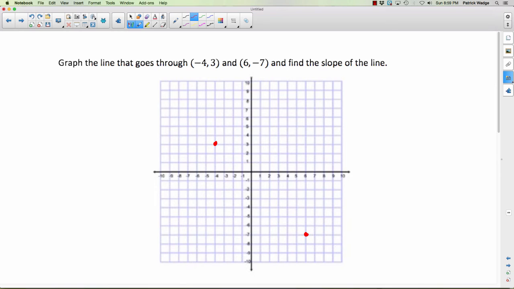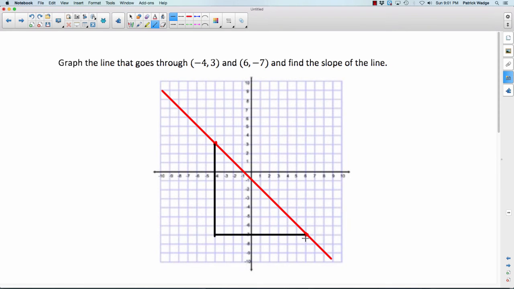So now what I'm going to do is I'm going to join them with a line. Okay, there we go. Now you can see this line goes through a whole bunch of points, but it is kind of hard to know for sure which points it goes through. The 2 points I do know it goes through for sure are the 2 points I already drew. So why don't we use that to draw our triangle for our rise and our run.